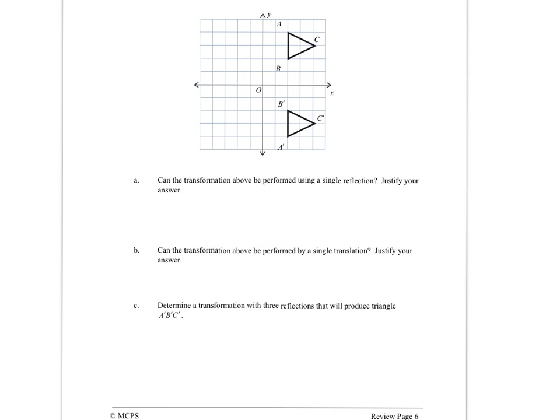Part A says, can the transformation above be performed using a single reflection? Justify your answer. Well, we can see that A goes to A prime, B goes to B prime, C goes to C prime. And if we look at our points, we know that A is at (2, 4), B is at (2, 2), and C is at (4, 3).